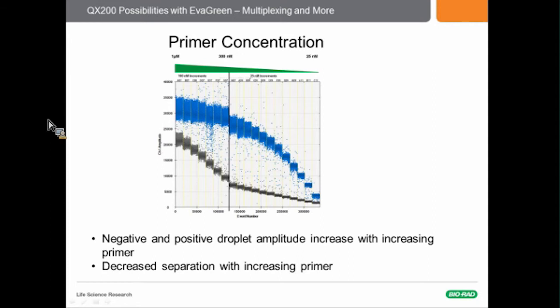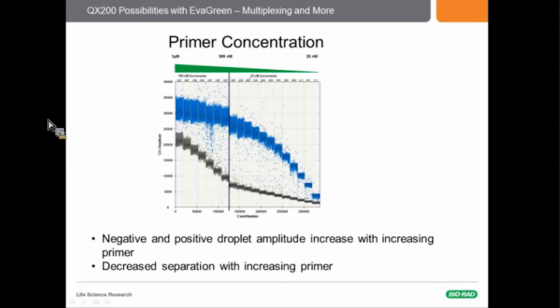So the ideal primer concentration would be one where you have high enough fluorescence amplitude for your positives, but also good separation between your positive and negative droplet clusters. So again, we can vary the primer concentration to affect the spatial distribution of positive droplets in the 1D and 2D plots. Now this property, as we've seen before, can be used to our advantage when multiplexing. And that's what's shown here.